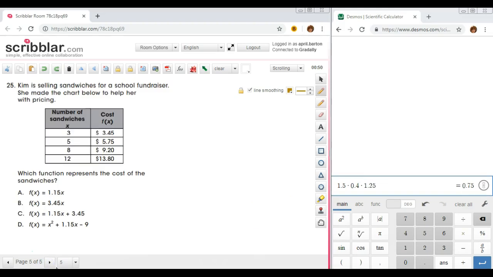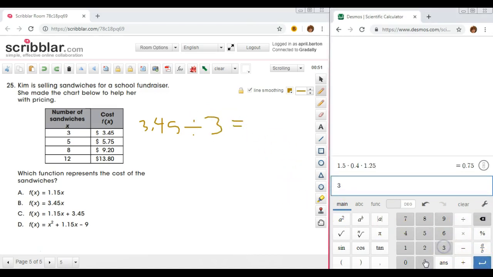So last one of this group of problems, problem 25. Kim is selling sandwiches for a school fundraiser. She made the chart below to help her with pricing. Which function represents the cost of the sandwiches? If we want to find the cost of just one sandwich, we can take the total amount and divide by the number of sandwiches. We can take the $3.45 divided by 3. That's going to give us the cost of one individual sandwich.